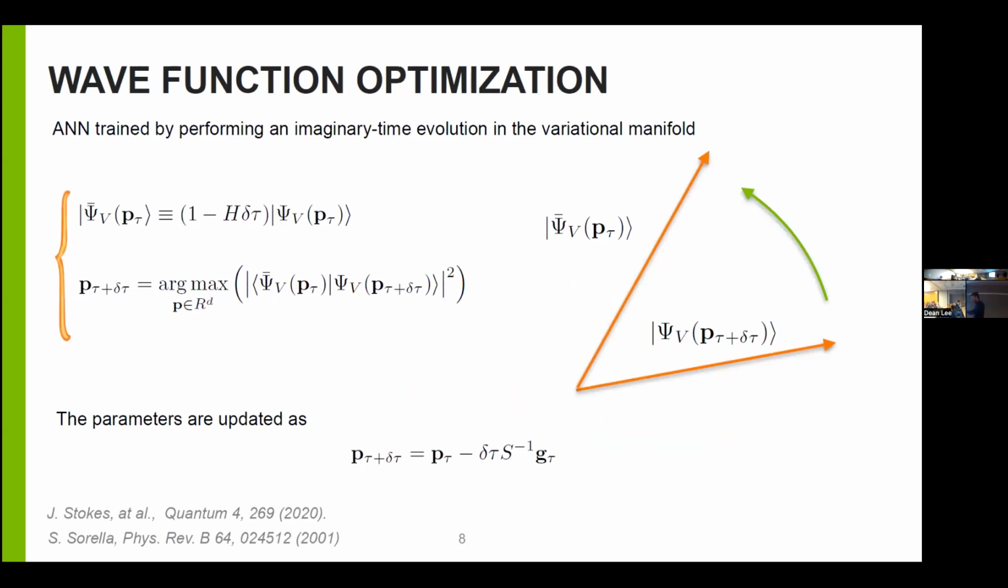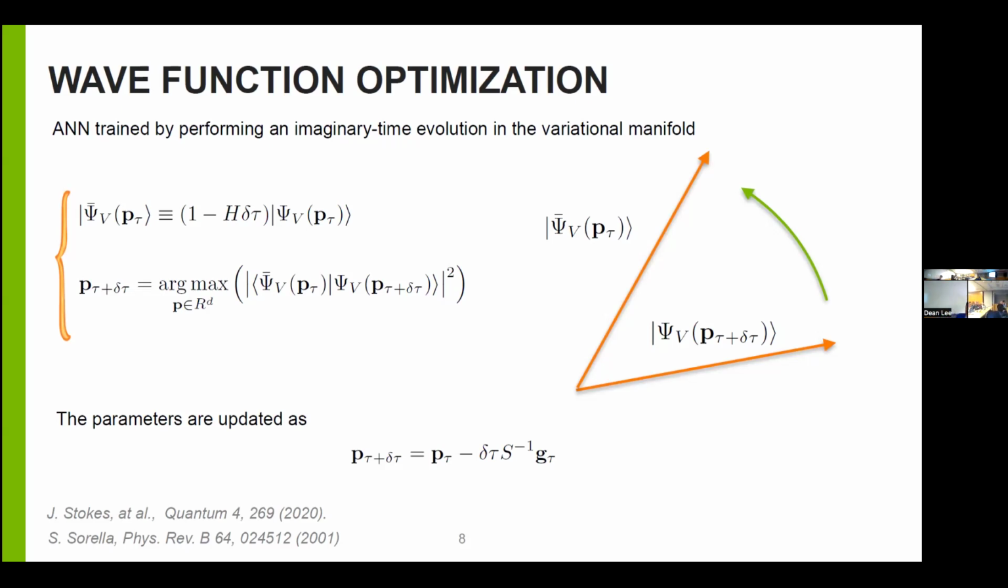A little bit more on the learning. As Jane said, we don't just use Adam. This is going to be relevant for the discussion at the end of this talk. We start from some set of parameters P at time tau, and then we apply the imaginary time evolution operator for a short time. This defines a new state. Then we change the variational parameters so as to maximize the fidelity between this state and the new one.